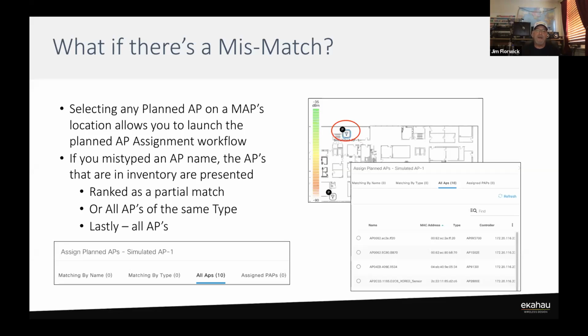I can also go back and match by type. For instance, if the name doesn't match at all, it's going to list all the APs that match my type. And then lastly, I've got all APs that I can go take a look through and manually make a connection between my planned AP and my active AP. Provided, and that's only going to list APs that are discovered on the system. So all of that functionality is there.